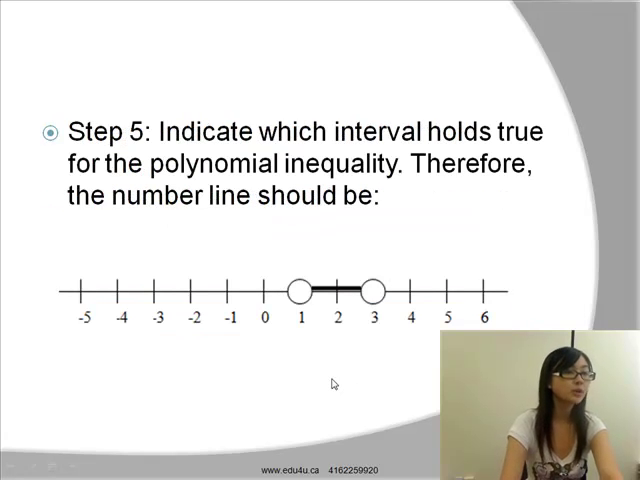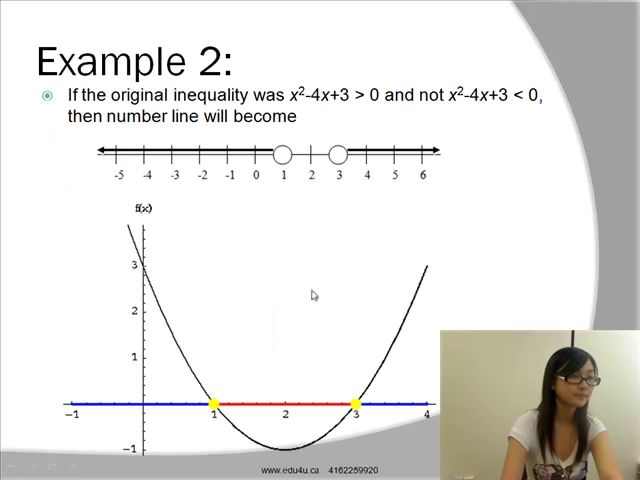So in step 5, we have to indicate which interval holds true for the polynomial inequality. Therefore, the number line should be like so, where 1 and 3 are not included because they are the roots, but they're not included in the inequality. But everything that's bigger than 1 and less than 3 is. And that's drawn here by the bolded line.